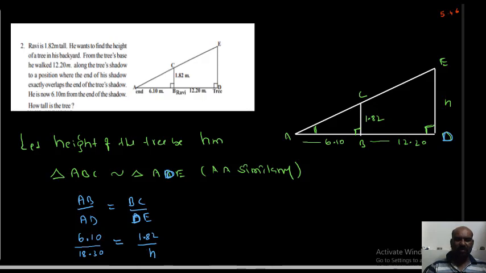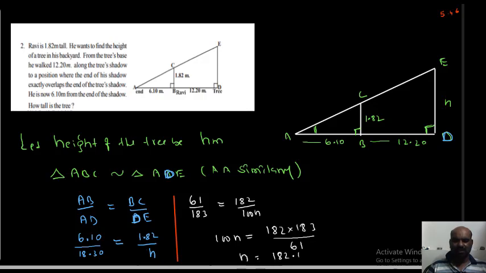So now I want to simplify this. Directly I can write this 61 by 183, equal to 182 by 100H. 100H equal to 182 into 183 by 61, or H equal to 182 into 183 by 61 into 100. You people should simplify 182 into 183 by 61 into 100. What will be the answer? 182, I want to use calculator.